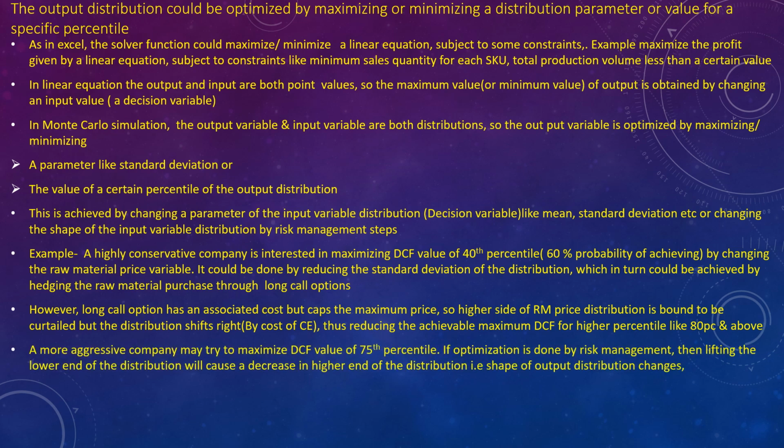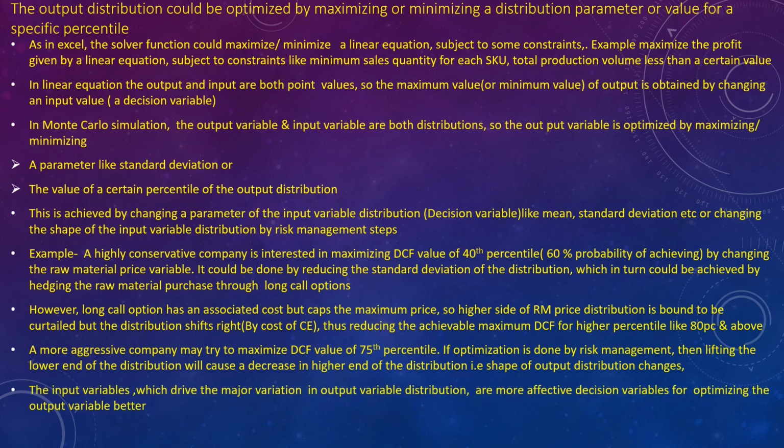An aggressive company may try to maximize the DCF value of the 75th percentile. If optimization is done by risk management, then lifting the lower end of the distribution will cause a decrease in the higher end of the distribution. That is, the shape of the output distribution changes.